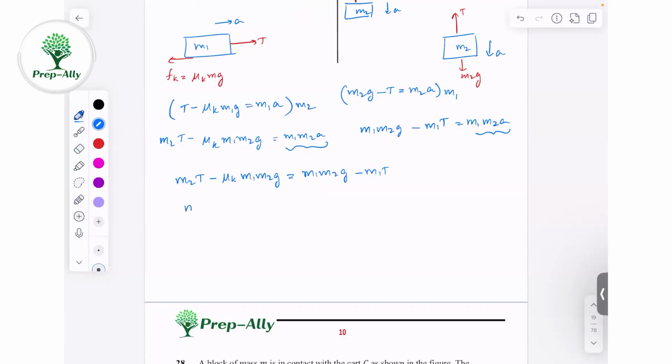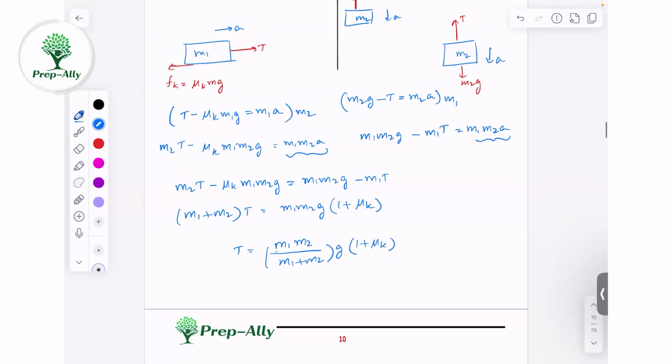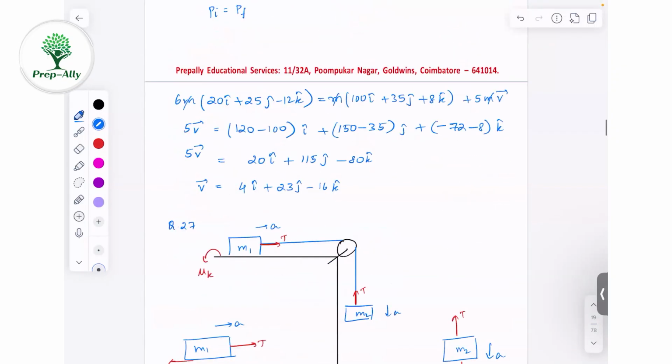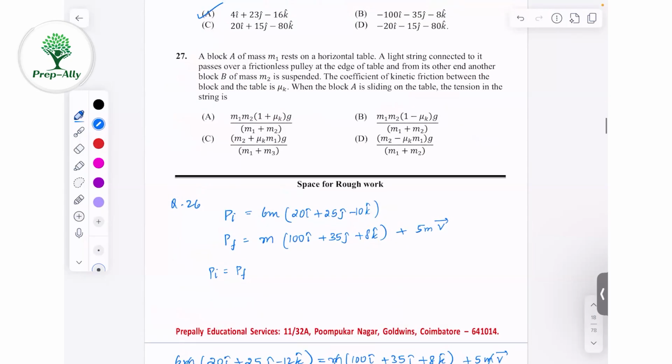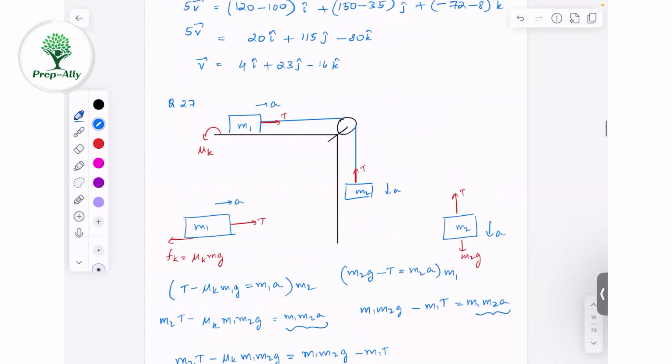So get the tension terms on one side. We'll get (m1 plus m2) into T equal to m1 m2 g into (1 plus mu k). So tension in the string becomes m1 m2 by (m1 plus m2) g into (1 plus mu k). And that is option A. We are just writing the equations of motion and simplifying them.